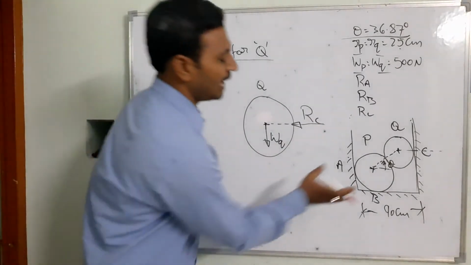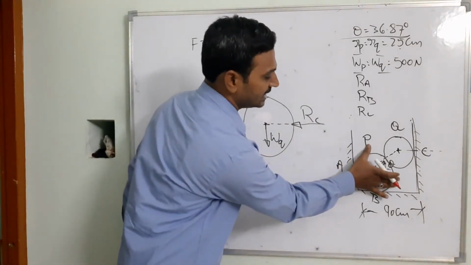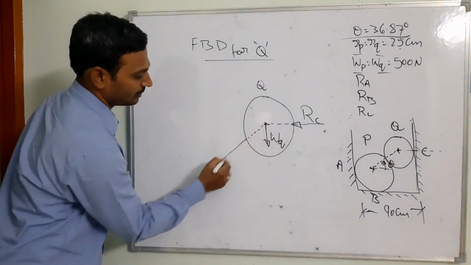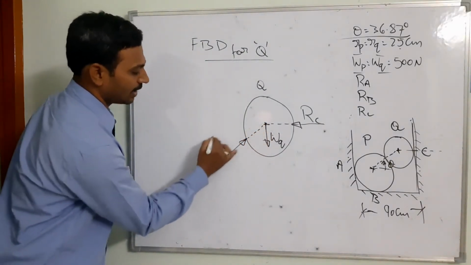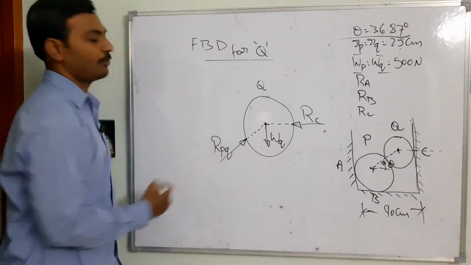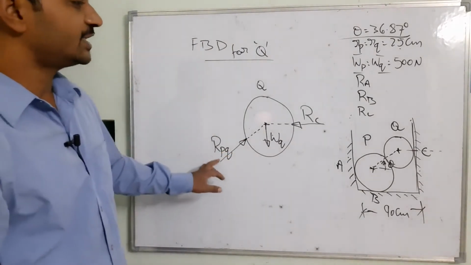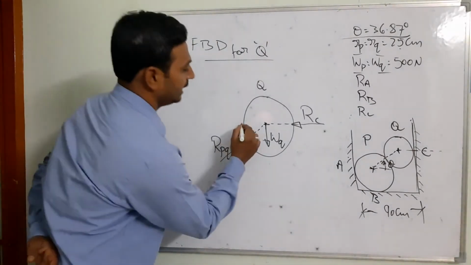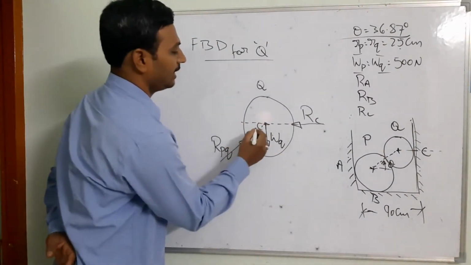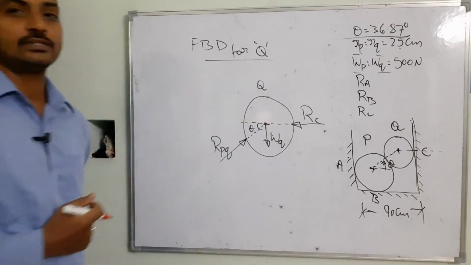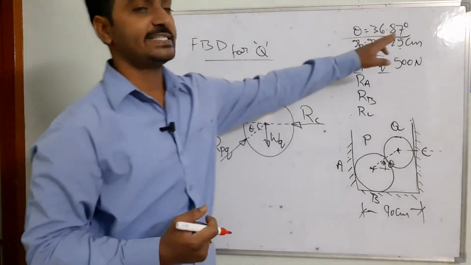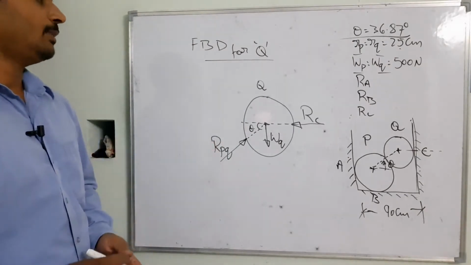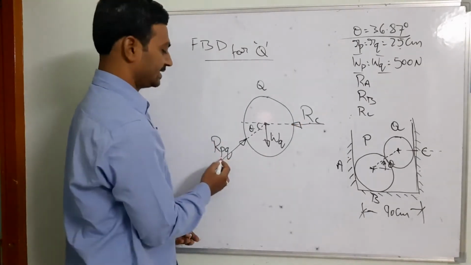And similarly, when I remove the other support, that is the sphere P, there is going to be another reaction force coming over here. This is going to be your RPQ, because the reaction force is coming from P to Q. And we know that the inclination of this one is going to be theta, that's 36.87 degrees we have derived. So from this, we need to calculate your RC as well as the RPQ.